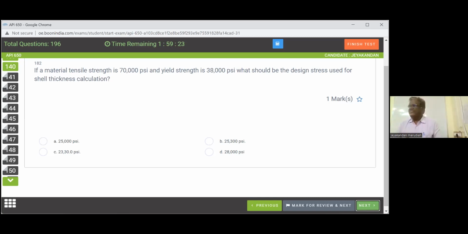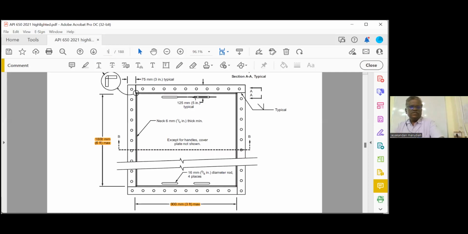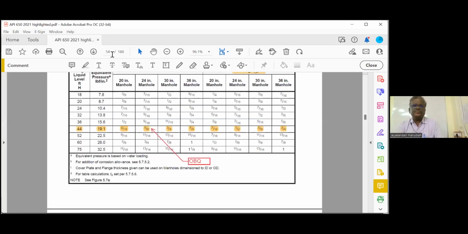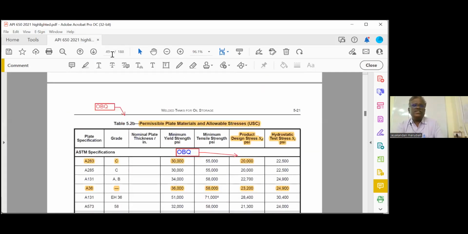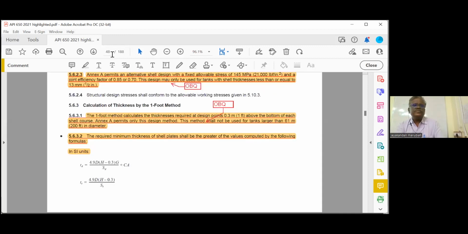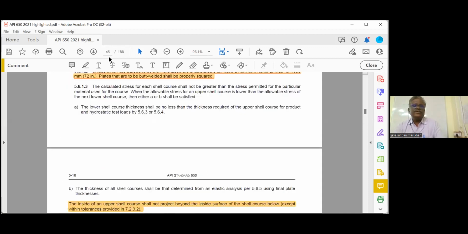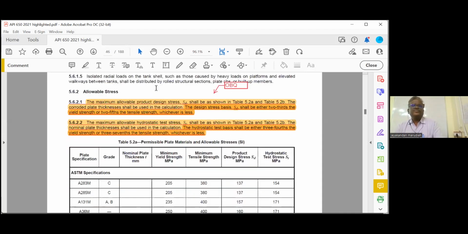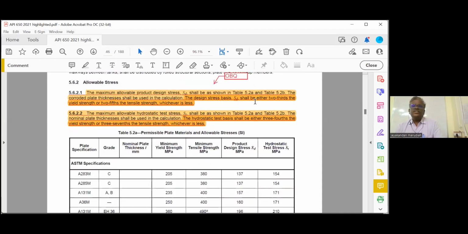Whichever is lower. So the answer is 25,300. You can see whichever is less only is given in the code. I think they have given whichever is less. The design stress shall be the 2/3 of the yield strength or 2/5 of the tensile strength, whichever is less.